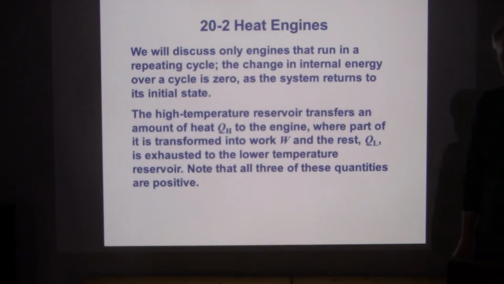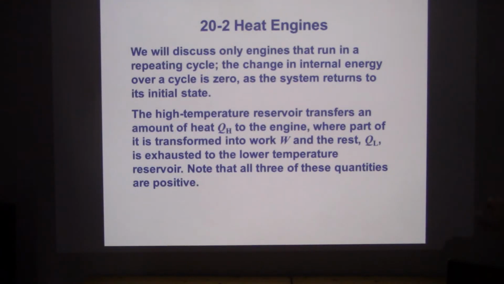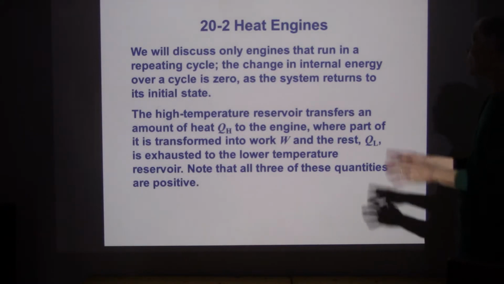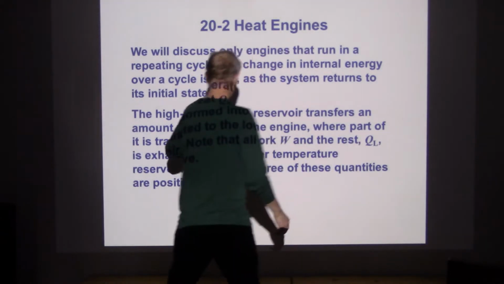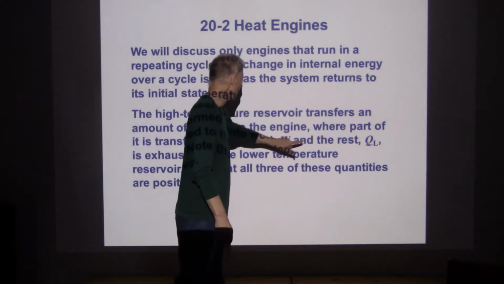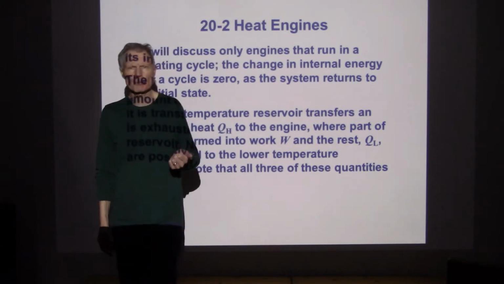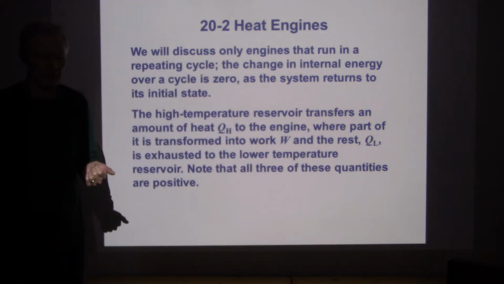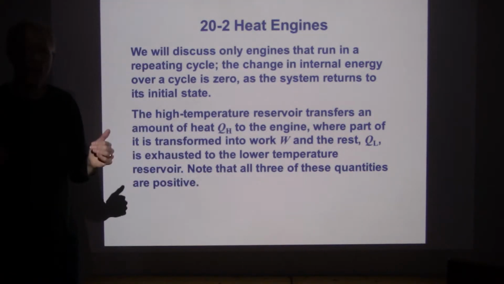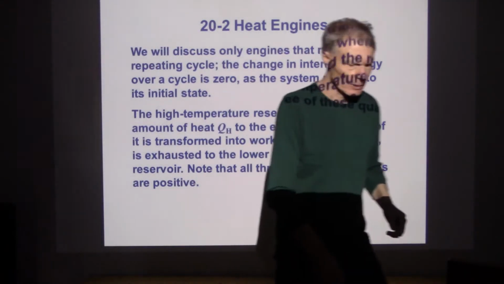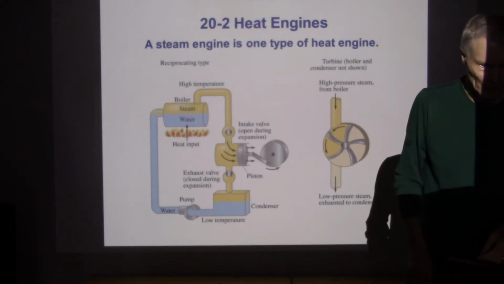Okay. Now for the heat engines, it says we're only going to be looking at heat engines that run in a repeating cycle. The lower part's important here. The way we've defined QH and QL and W, we're treating them all as positive numbers. So keep that in mind. It's just the amount of energy. We're not going to use minus signs on these for these examples that we look at.